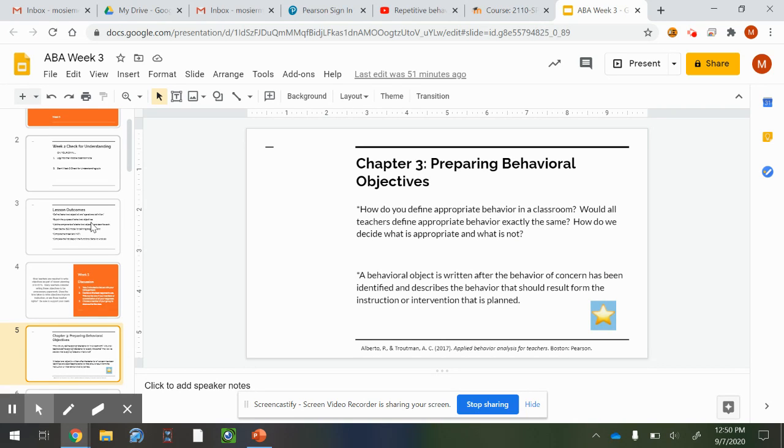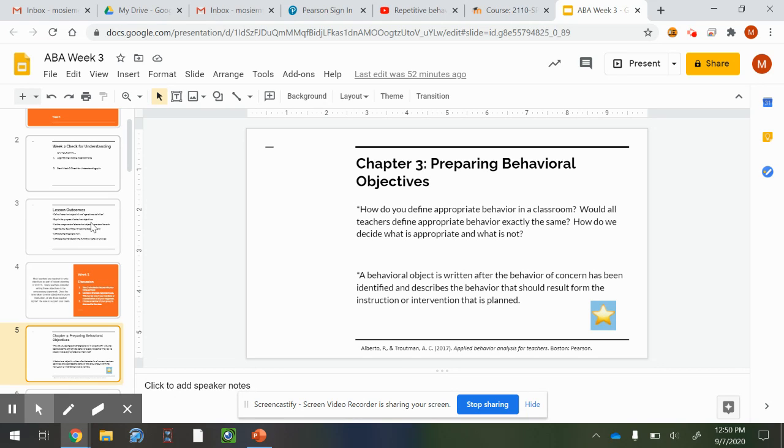So looking at chapter 3, preparing behavioral objectives. One of the first questions as I read through the introduction of this chapter was just thinking about how do you yourself define appropriate behavior in a classroom? If we had a group of teachers sitting around together, would we all define appropriate behavior exactly the same way? Think about different practicums, different classrooms you've been in. Do teachers have the same expectations?